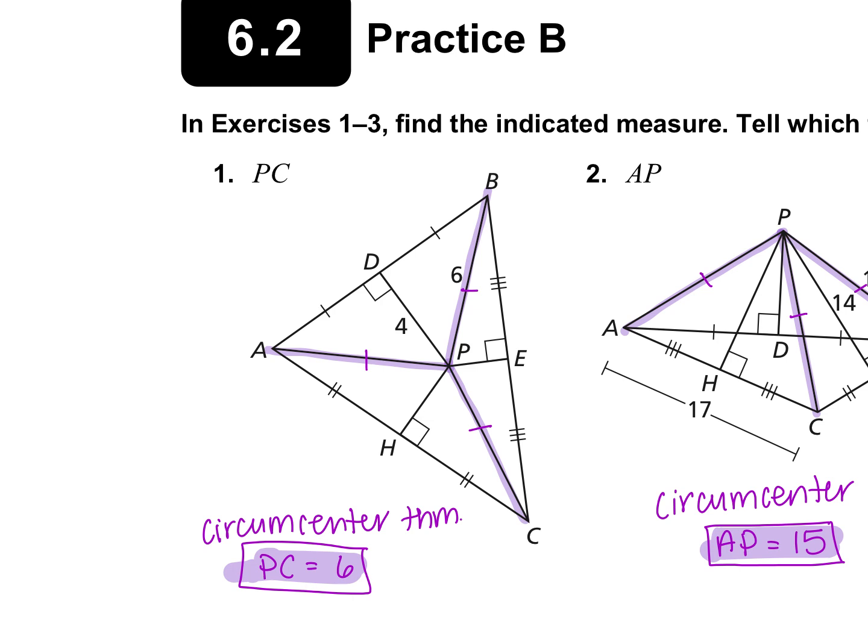How did I know this is circumcenter theorem? Because it's bisecting. Okay, it's bisecting and they're intersecting at the circumcenter. So when you have something that is the circumcenter, you have to know that your vertices to your circumcenter are all equidistant. They're all equal. So if BP is 6, PC is also 6 as well as PA. So my answer should have been 6.